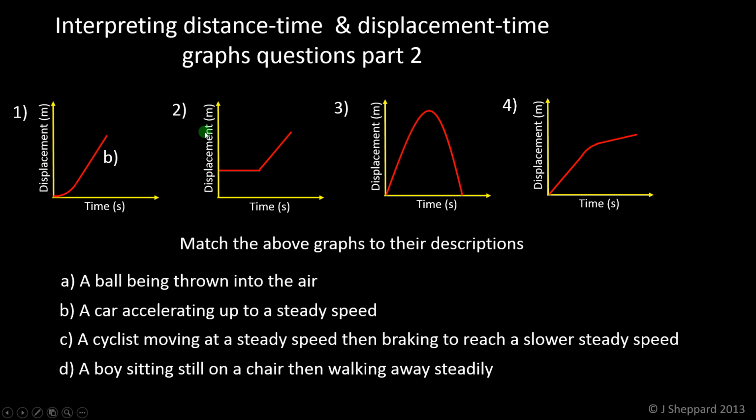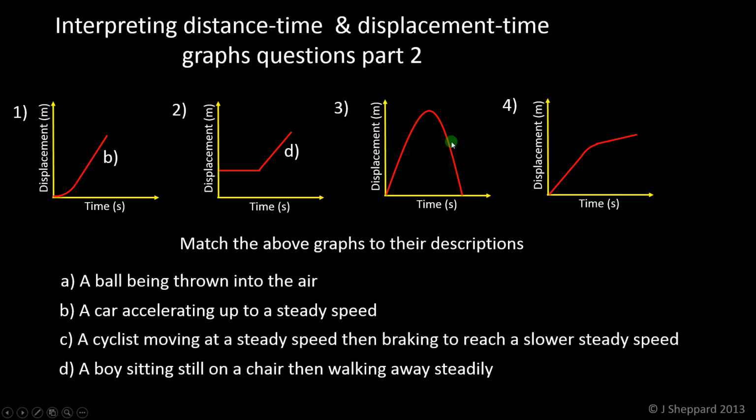Number 2, well, the first section of this graph, although it has a value for displacement, is a horizontal line, so that means that the object is not moving. And then the straight line section means at steady speed. So the only situation that corresponds to is D, the boy sitting still on a chair and then walking away steadily. So he's sitting still during the horizontal section and then walks away steadily during the straight line section over here.